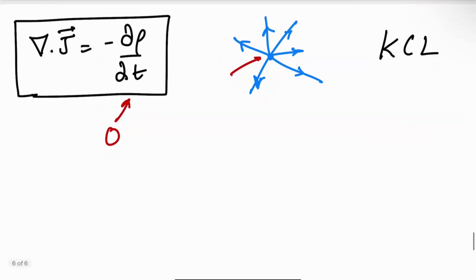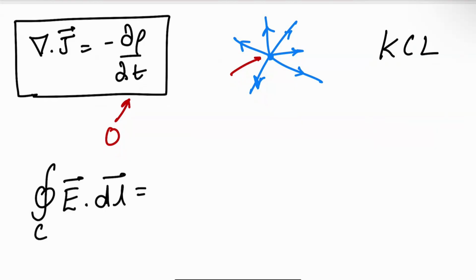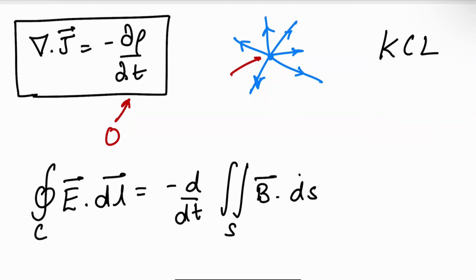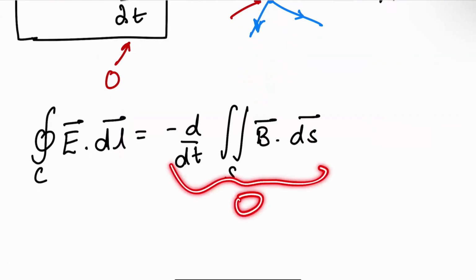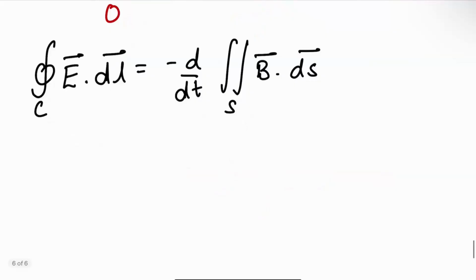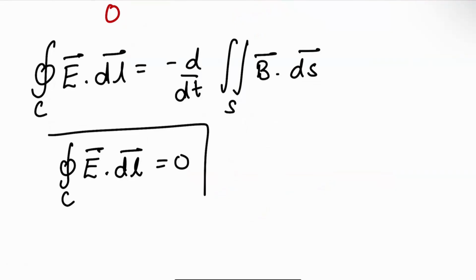And then we also have KVL. So we just wrote down that the integral of E dot dl is minus d dt of the surface integral of B dot dS, right? So in electrostatics, this term is 0. And if that term is 0, then you end up with the contour integral of E dot dl is 0. And that's the same thing as KVL, right?